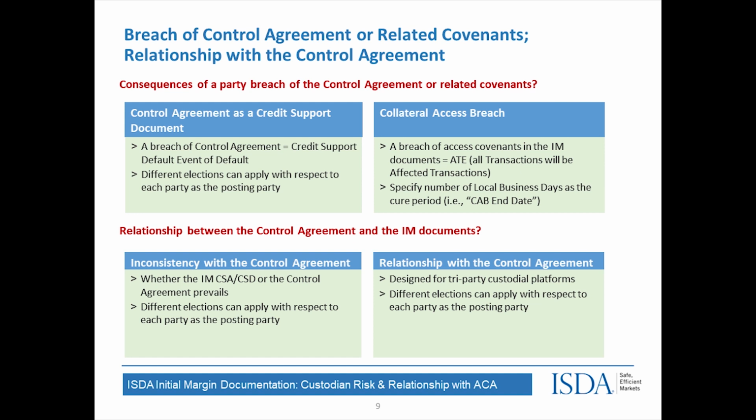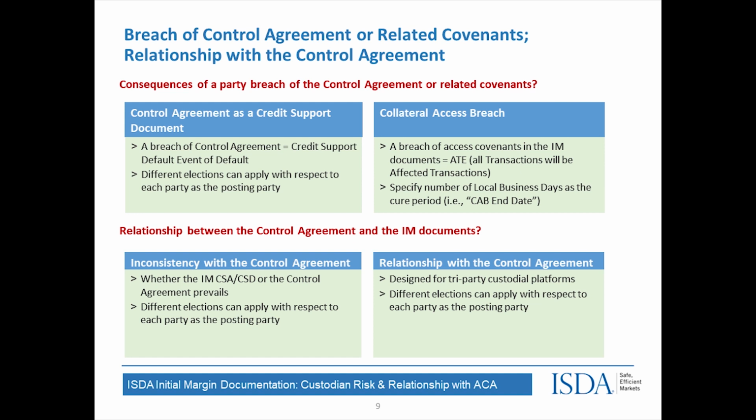The idea being, again, if you're delivering as a secured party a wrongful instruction to deliver collateral to you, the other party can try to close you out. They don't want to deal with you anymore. The new collateral access breach provision in the IMCSA does allow for a cure period. Parties are expected to probably make that quite short, if there's any at all, but that will be a commercial negotiation. The relationship between the control agreement and the IM documents.